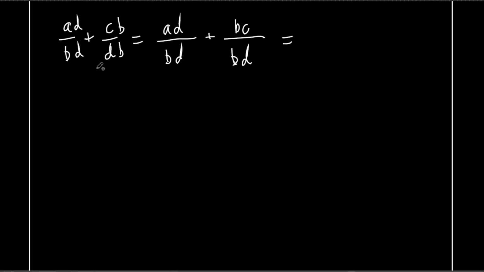Now, look what I did. I changed it so I have a common denominator. Now I just use what we just finished talking about. I keep the denominator the same, and I add the numerators. You can't combine them, so you just leave it like that.